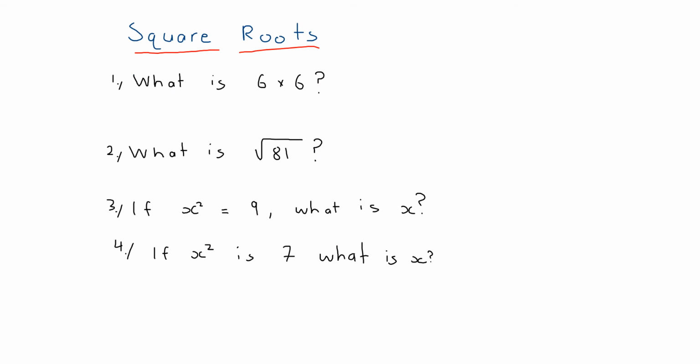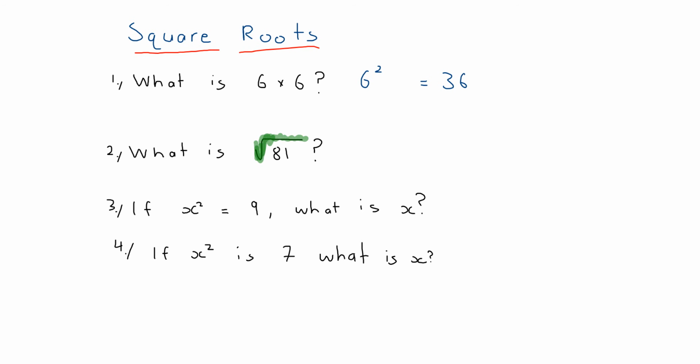Okay, so on to our square roots. Now I'm asking, what's 6 times 6? Well, you guys know we can write it as 6 squared from before, and that's of course 36. Now this here, you've probably seen it before, but this symbol means the square root. This is the square root symbol, and it means what number would I have to times by itself to get to 81?